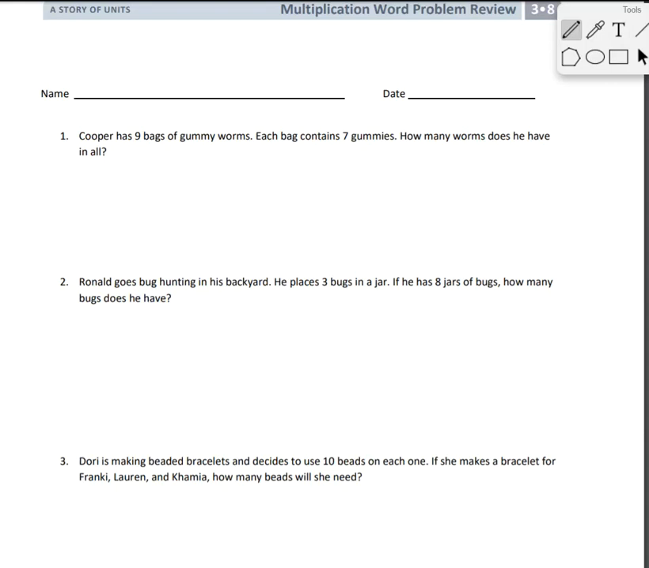It is Thursday. That means that we have a class meeting today at 10 o'clock for science. Today's worksheet is focusing on multiplication word problems. Let's look at problem 1.